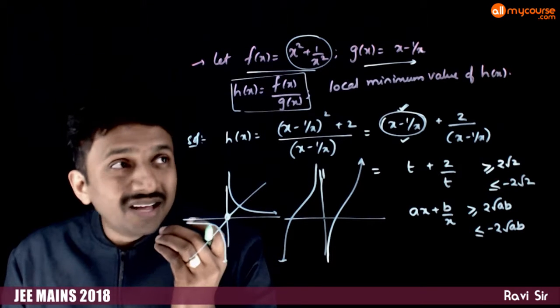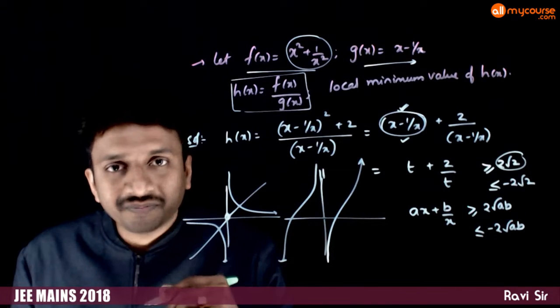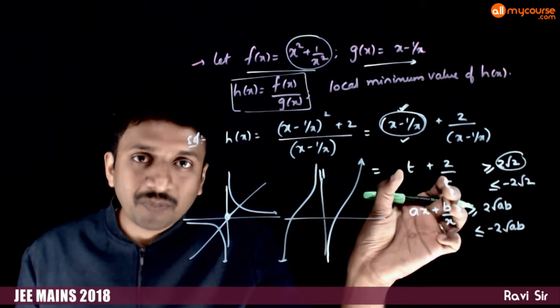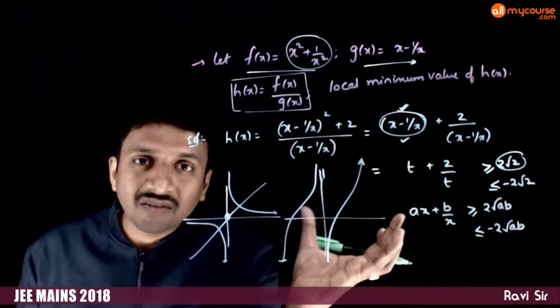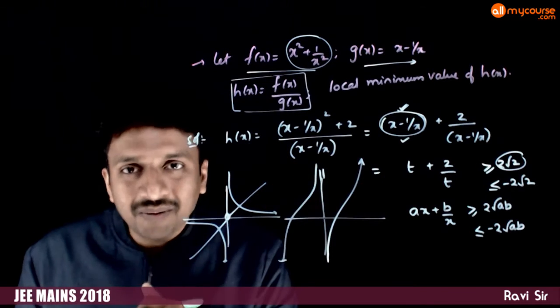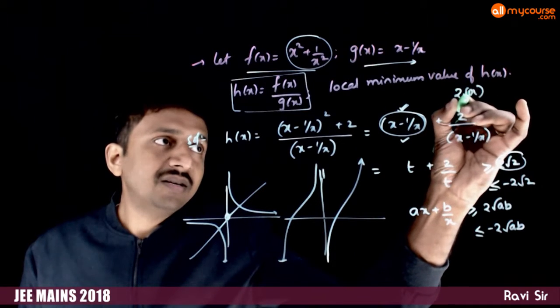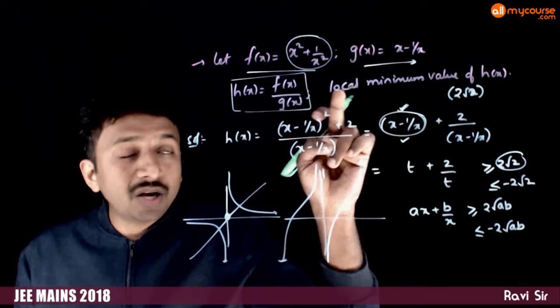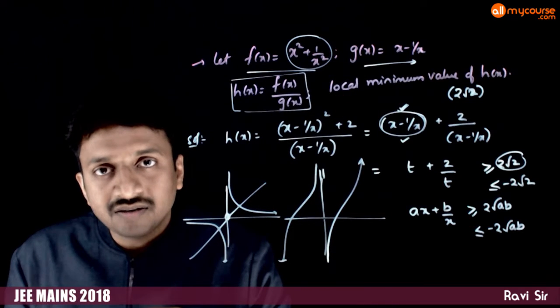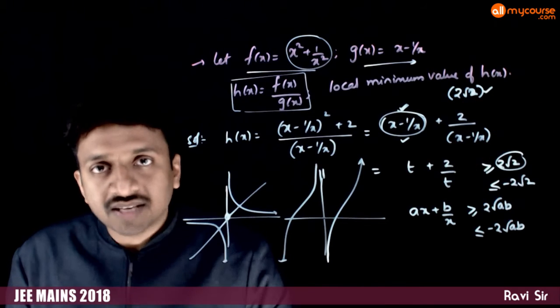So what is the local minimum value? Plus 2 root 2 is the local minimum. As long as t is positive, the graph is always greater than or equal to 2 root 2. This is not the minimum value of h(x), this is the local minimum of h(x). So 2 root 2 plus 2 root 2 is the answer to this question.